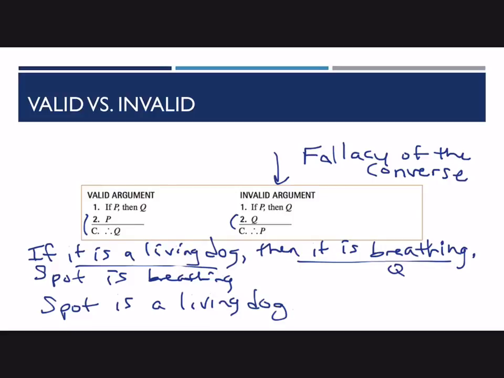That's invalid reasoning, and since this one does start with true premises, what we're assuming is Spot's breathing, it's easy to think of some counterexamples to show why the reasoning doesn't really make sense. If Spot is breathing, there are lots of different other animals. He doesn't have to be a living dog.